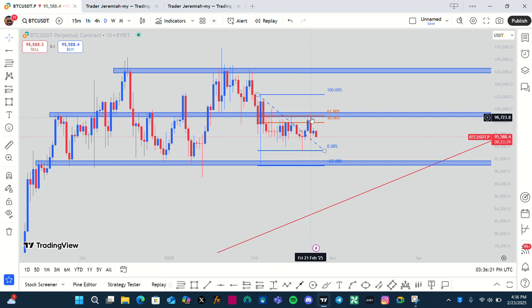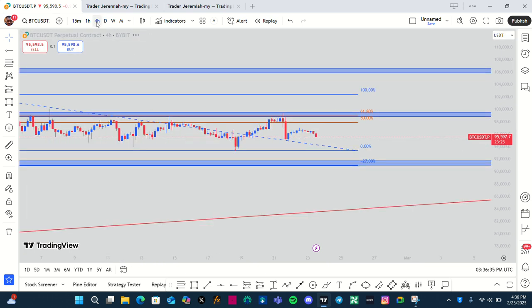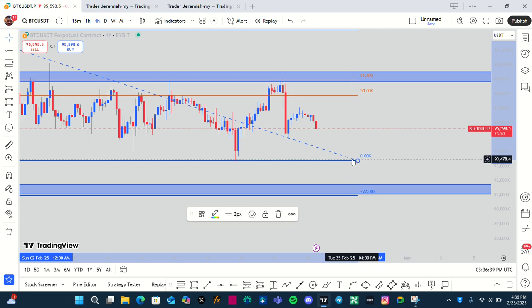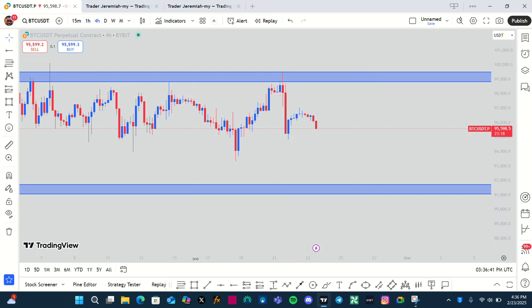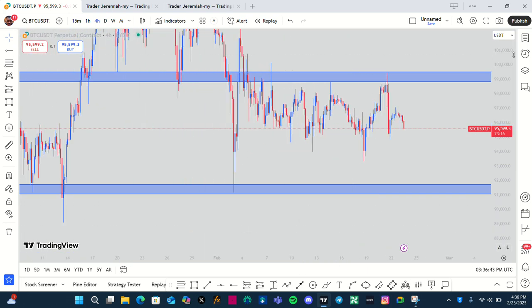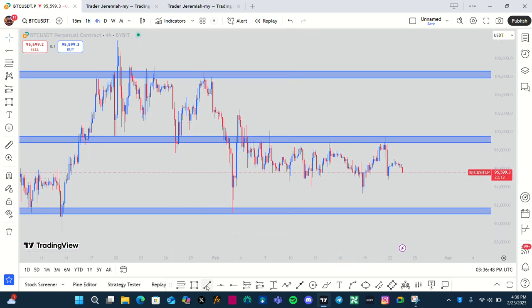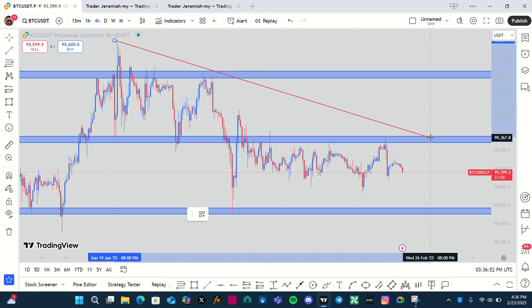So when price came into the zone, I then headed to the 4-hour time frame for more confirmation. Getting down to the 4-hour time frame, I realized that there was a trend line at this region.